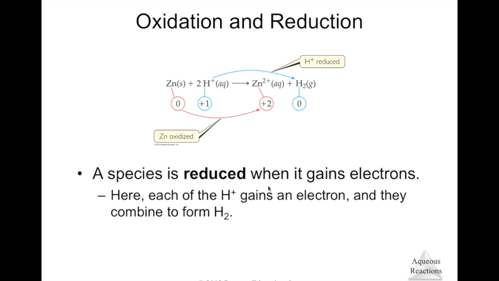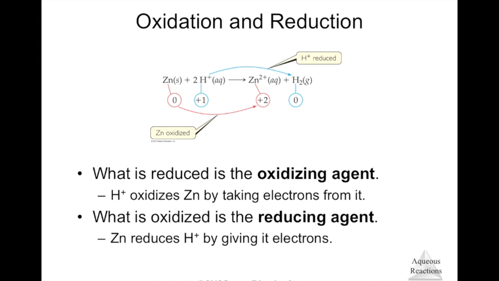Then conversely, something is reduced when it gains electrons, just like I said before. So each of the H+ gains an electron, combined to form H2, so they've been reduced. What is reduced is called the oxidizing agent. So basically, it gets a little flip-flop. This can get confusing sometimes. Hydrogen oxidizes zinc by taking electrons from it, so it's the oxidizing agent. And then zinc reduces hydrogen by giving it electrons. It's the reducing agent. So zinc is oxidized, and it's the reducing agent.